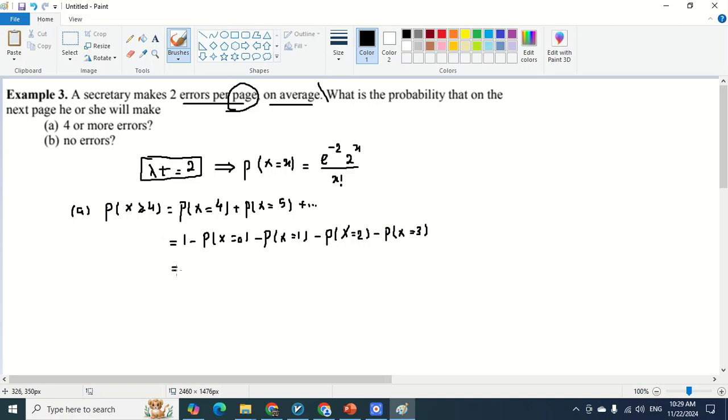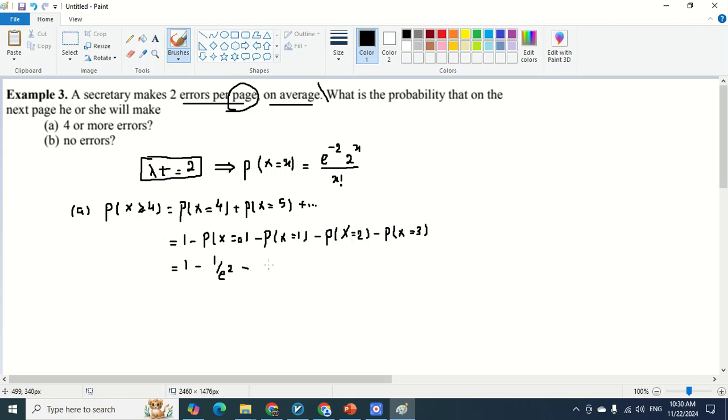Now you can replace the values here: 1 minus the probability of X. If I put X equal to 0, then 2 to the power of 0 is 1, 0 factorial is 1, so we have 1 over e squared. This is the value for that one. I just shift e to the power of minus 2 to the denominator.